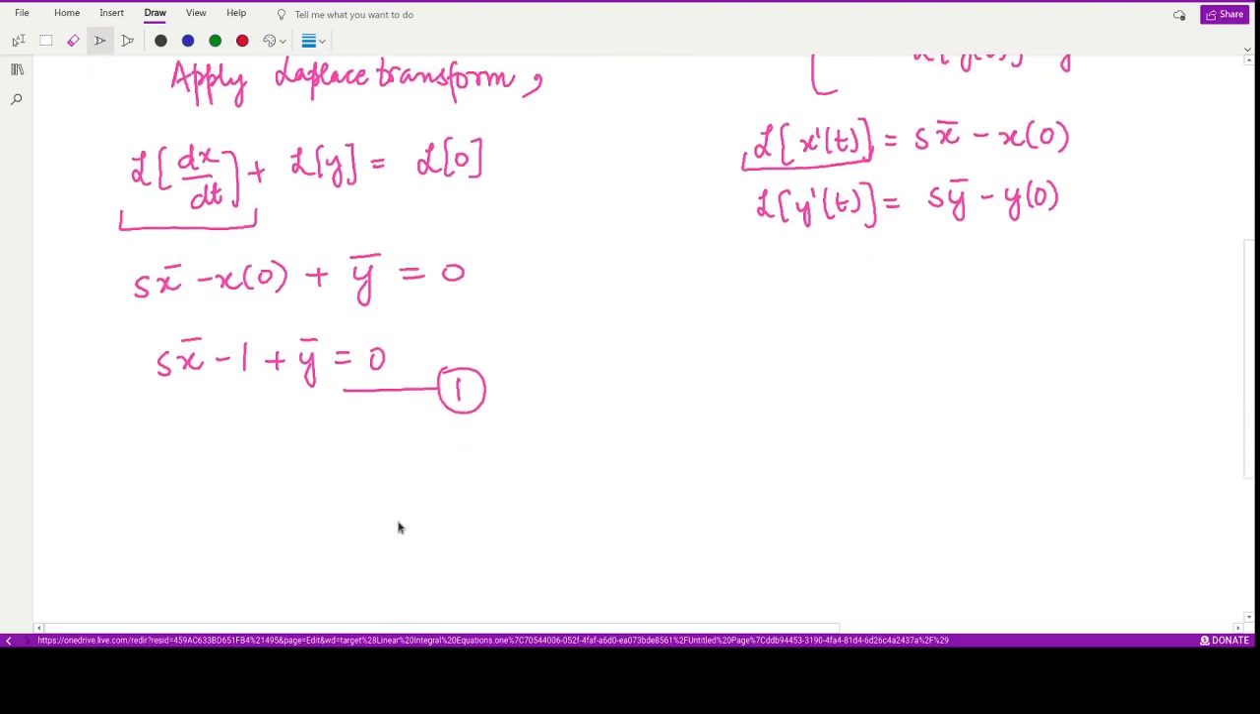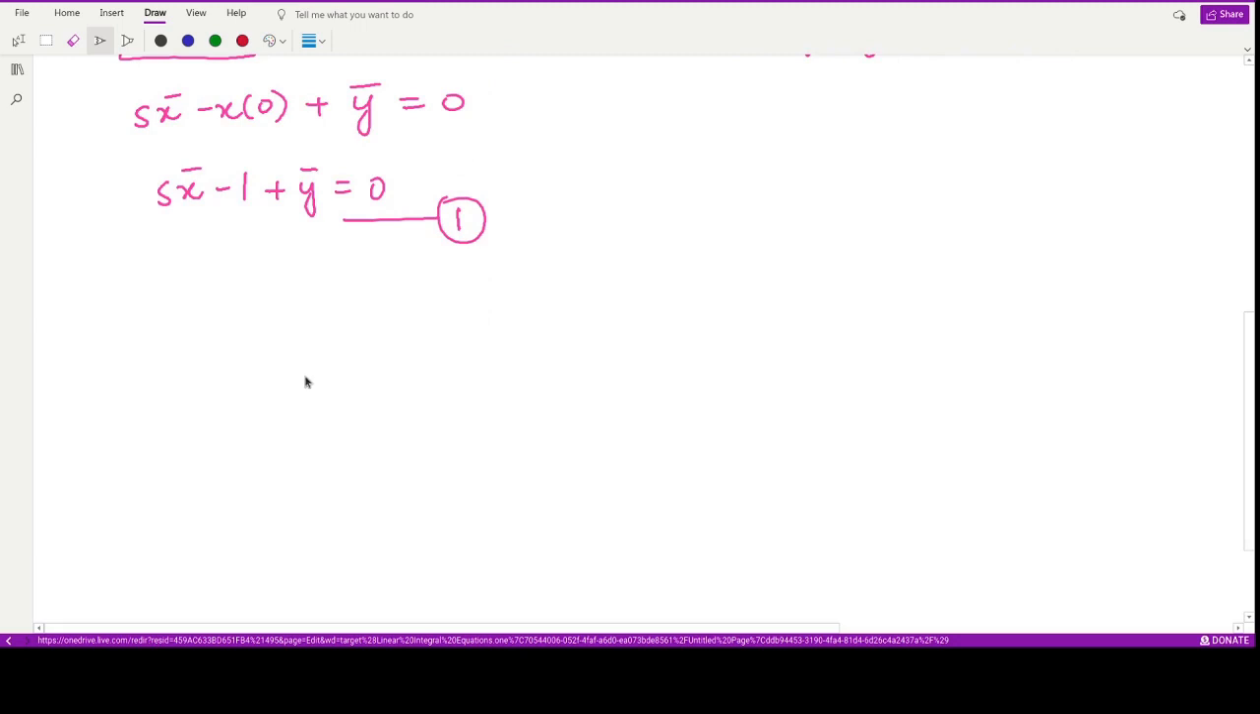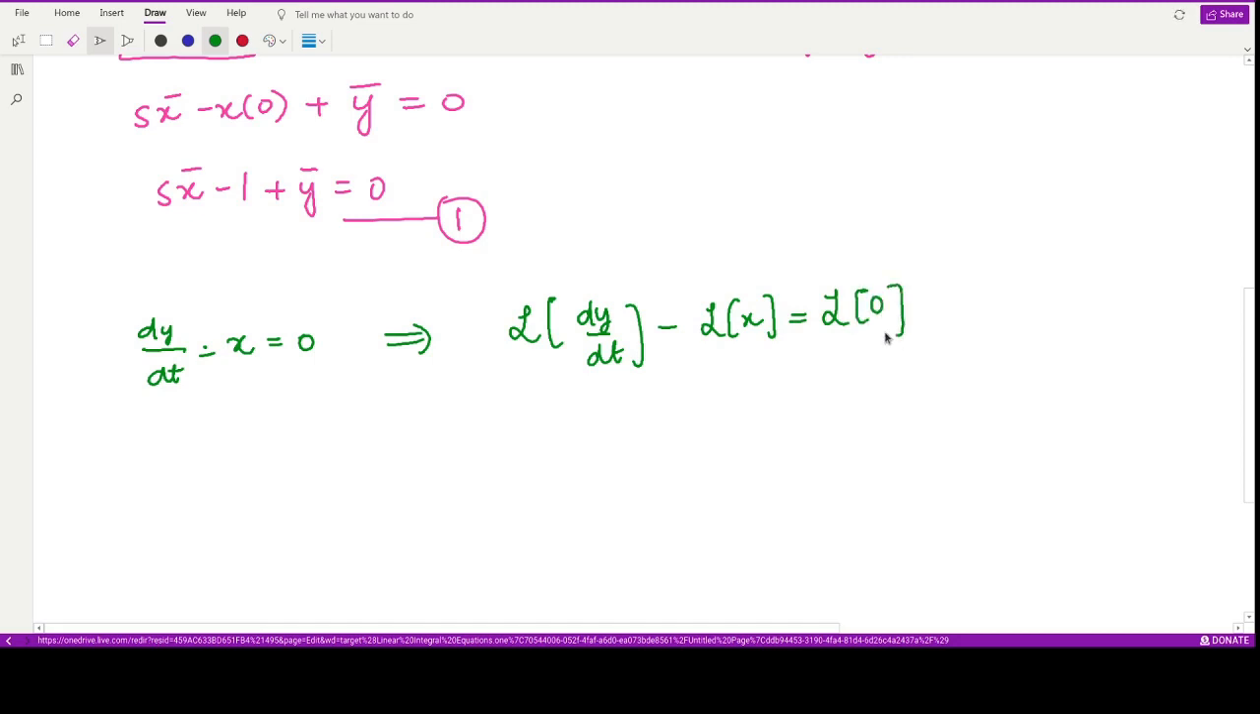Now we'll do the same thing with the other equation. The other equation was dy by dt minus x is equal to 0. When you apply Laplace transform on it, it becomes the Laplace transform of dy upon dt minus the Laplace transform of x is equal to the Laplace transform of 0. Why? Because L is a linear operator, so you can separate out the terms here.